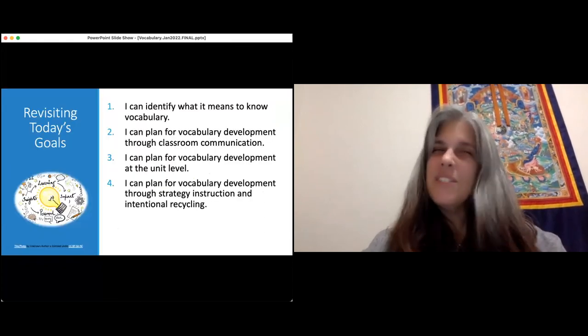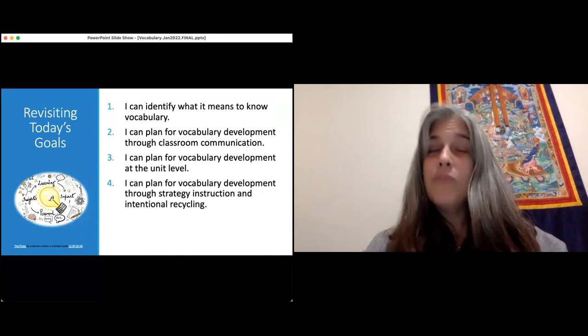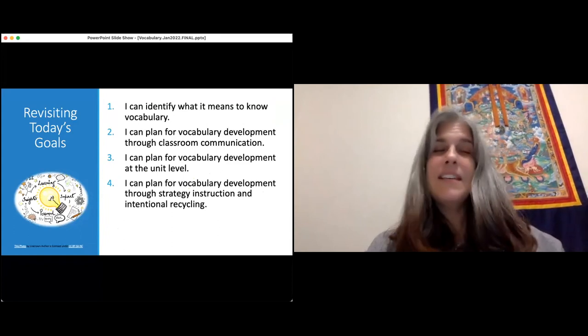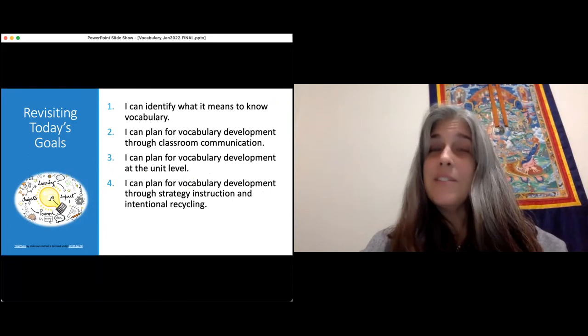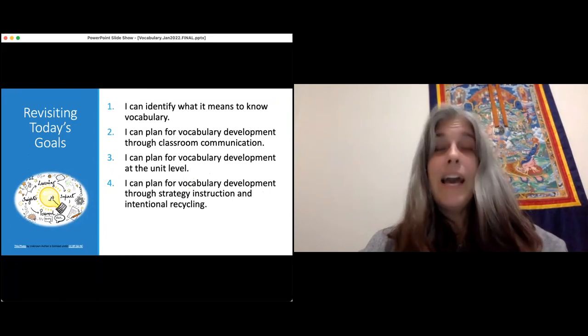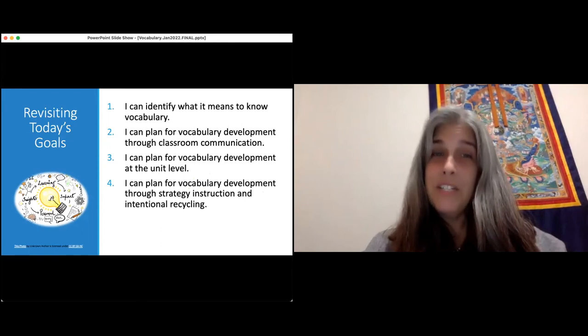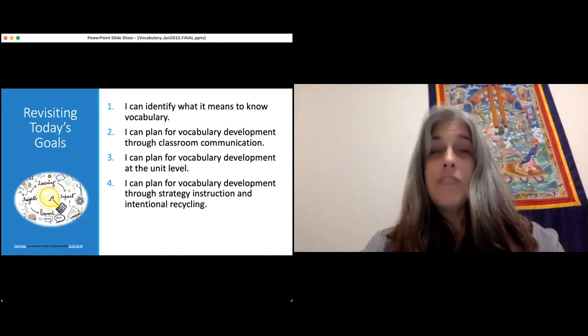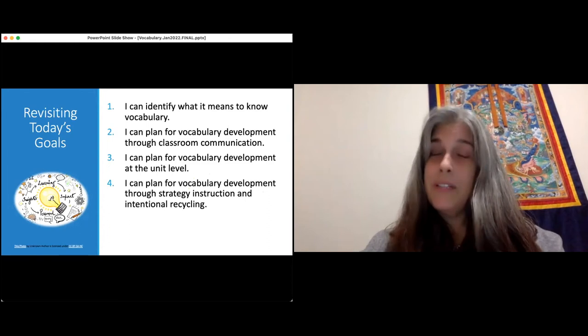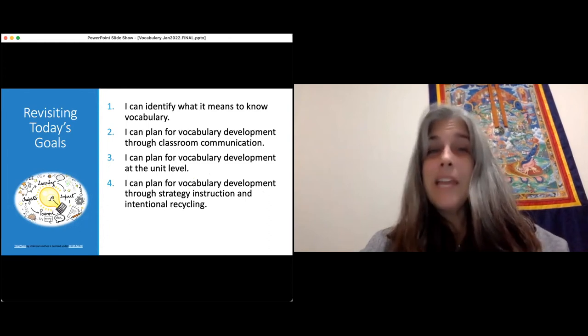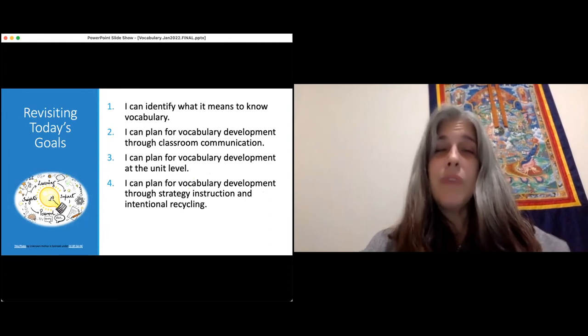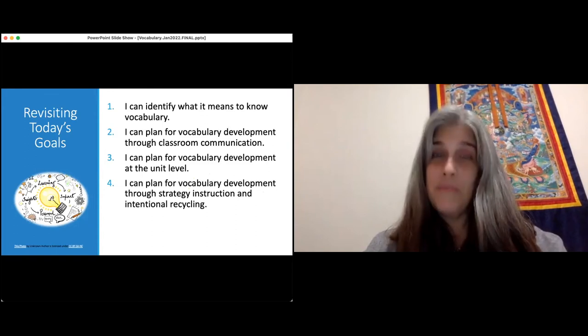And so just to revisit today's goals, we are hopeful that you can say yes to all of these. I can identify what it means to know vocabulary. I can plan for vocabulary development through classroom communication. I can plan for vocabulary development at the unit level. And I can plan for vocabulary development through strategy instruction and intentional recycling.